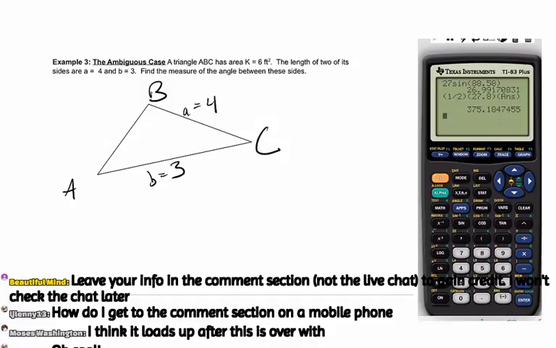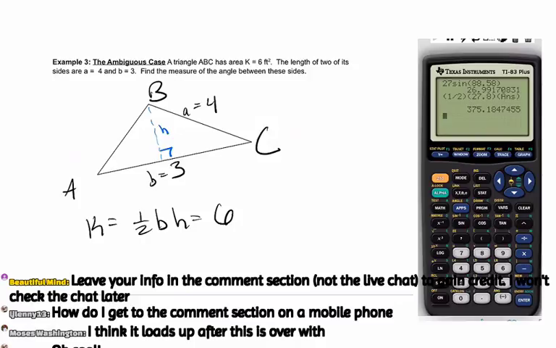Oh, and then we have the area, okay? So we have that the area, which is 1/2 the base times the height, should be 6. So we can let the base be 3. If we let the base be 3, then we have to solve for the height.